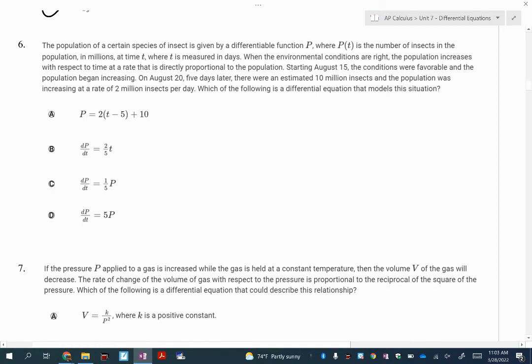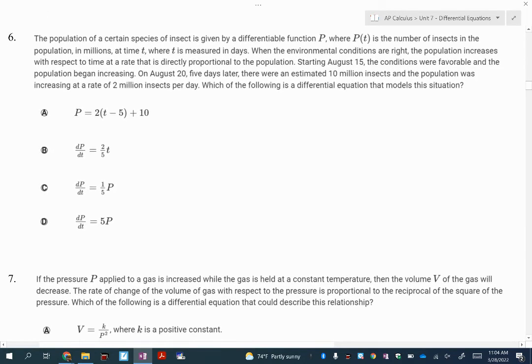Let's go to 6. 3 more on this part. Number 6. So we have a population of a certain species of insect given by the differentiable function P, where P of t is the number of insects in the population at time t measured in days. When the environmental conditions are right, the population increases with respect to time at a rate that is directly proportional to the population. So essentially, I'm looking at this first. So dP over dt, so it's not A. And we need some rate, and it's directly proportional to the population. So now I'm looking at it being either C or D.